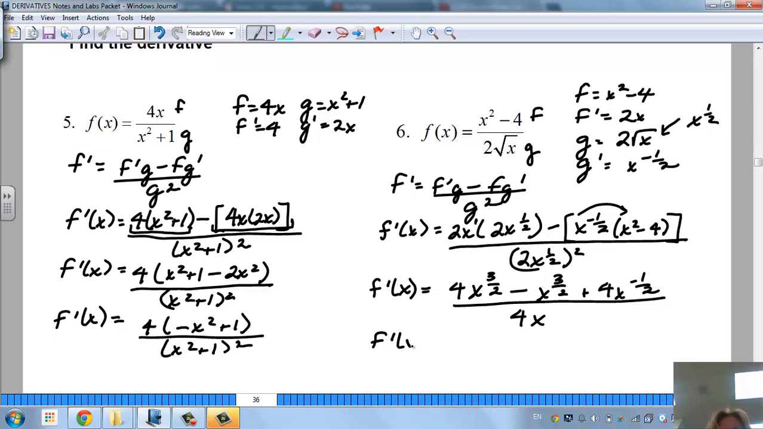So now I have f prime of x is going to equal, now I see how I can combine these two. Do you see that right here? So I have 3x to the 3 halves.